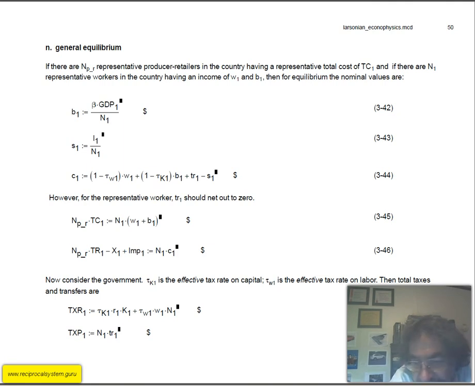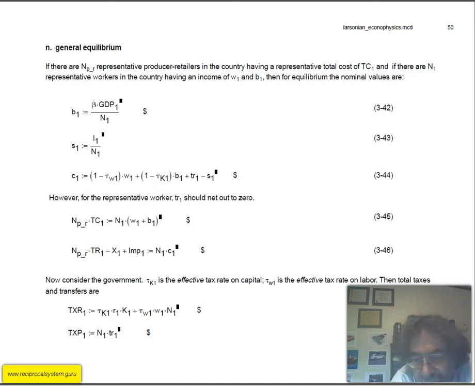Now consider the government. Tau sub K1 is the effective tax rate on capital. Tau sub W1 is the effective tax rate on labor, and I used those variables above. So now this is interesting. The question is, what do we use for the effective tax rates on labor and capital? We'll get to that in a moment.